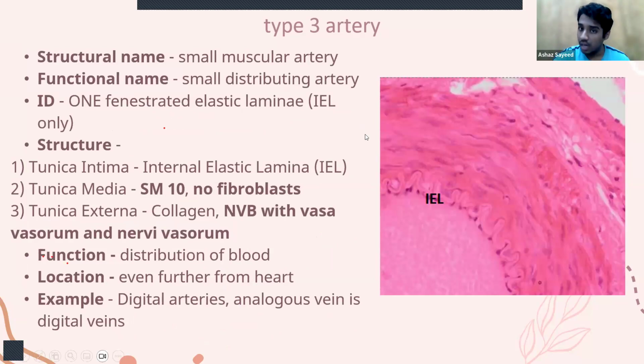Now we have the type 3 artery. We are getting smaller and smaller. Type 1 was the biggest. Type 2 is a bit smaller. Type 3 is even smaller, and it's more in number than type 2. It's the same thing, you just add small at the end.